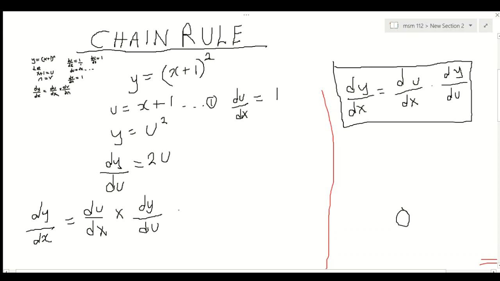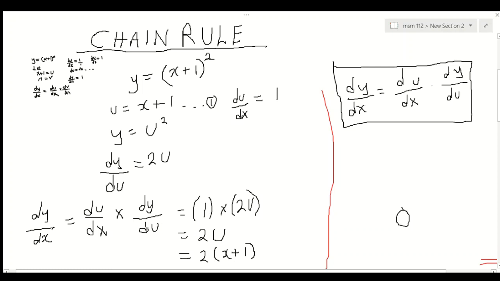So using this formula, we'll substitute. Where there is du dx, we put du dx. Du dx is 1 multiplied by our dy du, which is equal to 2u. So this will be 1 times 2u, which is just equal to 2u. Then remember, our u is x plus 1. So where there is u, substitute by this. So our final answer is equal to 2 multiplied by x plus 1. So this is our chain rule. This is how you can do it.